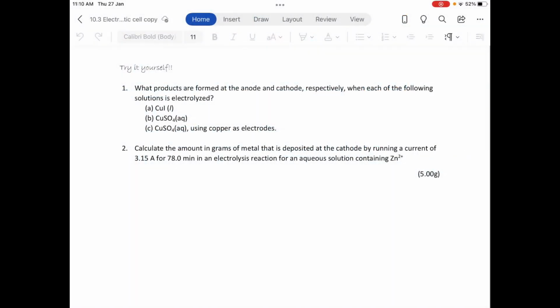Okay, let us look at the second question. Calculate the amount in grams of metal that is deposited at the cathode by running a current of 3.15 ampere for 78 minutes in an electrolysis reaction for an aqueous solution containing zinc 2 plus. So this is where we will apply Faraday's law from earlier, that is, by the amount of charge used in the electrolysis, we are going to find the amount of product produced at the electrode.